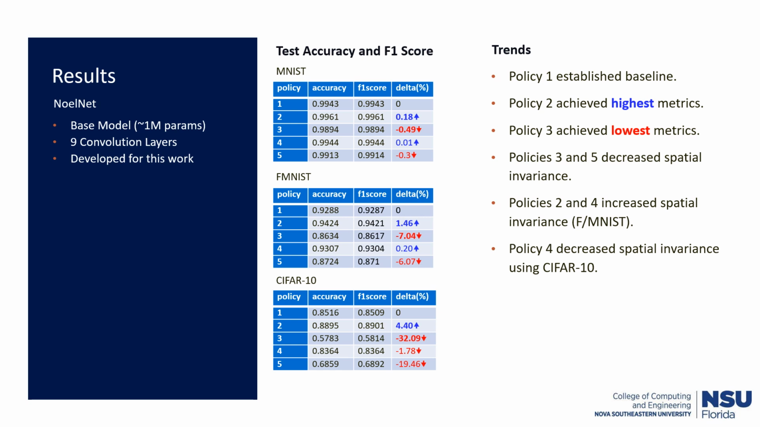Now, what are some of the results? NoelNet, which is our basic model, has only 9 convolution layers and was developed for this work. We see that policies 2 and 4 resulted in the highest accuracies for the MNIST dataset. We see the same pattern for FMNIST, where policies 2 and 4 resulted in the highest accuracies on the test data. Here, of course, policy 2 is higher. And for CIFAR10, we saw policy 2 being the highest, while policy 3 resulted in the lowest accuracy.